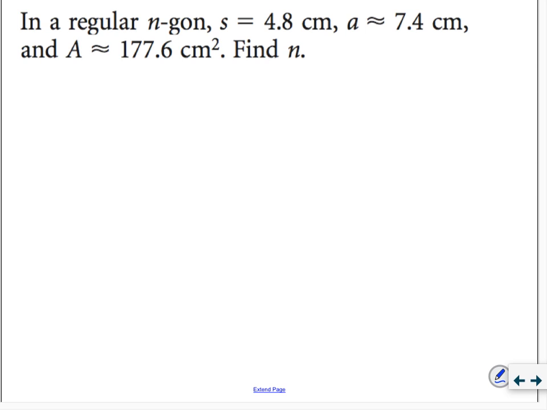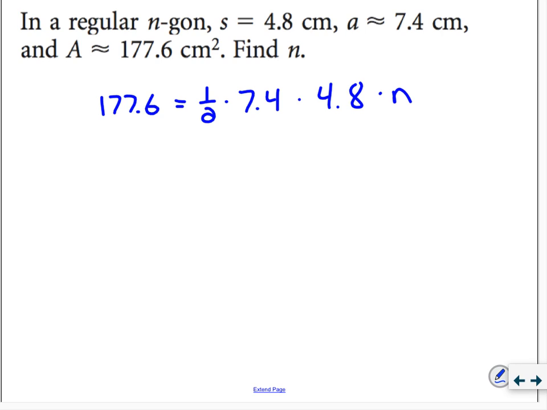In a regular n-gon, so I don't know how many sides this thing has, but I know the side length is 4.8, the apothem is 7.4, and the area is about 177.6 square centimeters. So see if you can find out the number of sides. So the area equals 1/2 times 7.4 for our value of a, times our side length, 4.8, times n for the number of sides.